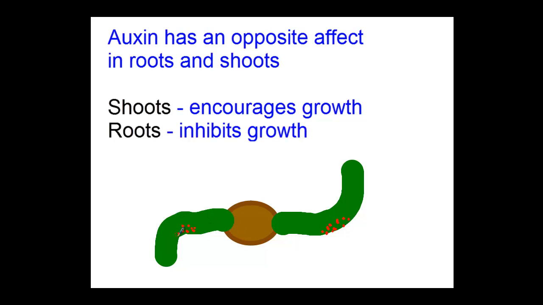In roots, it has an opposite effect. It actually inhibits growth. It slows growth down. So instead of having the effect of making those cells reproduce quicker and take up more space, causing a bend, it slows it down, causing the opposite effect to bend the other way.